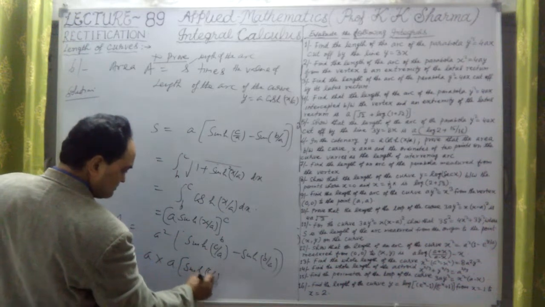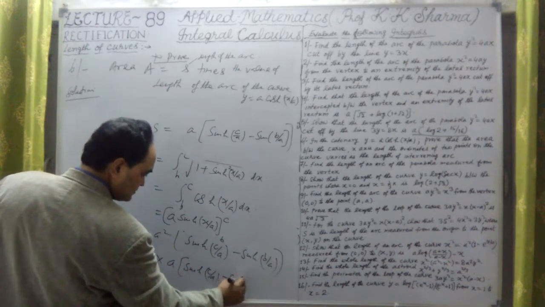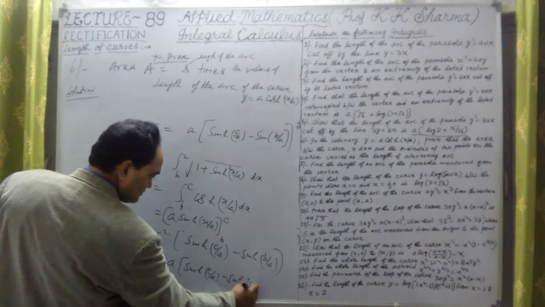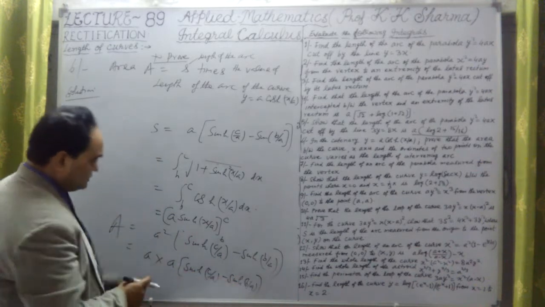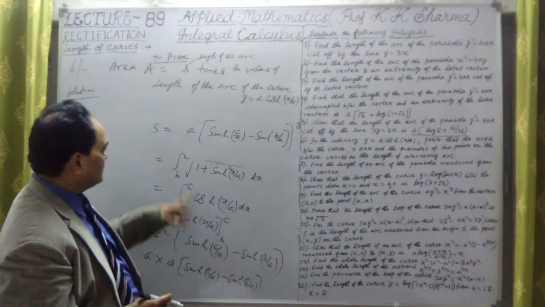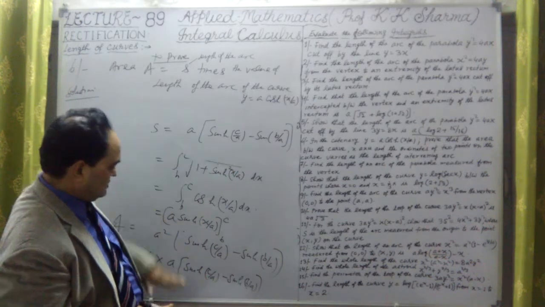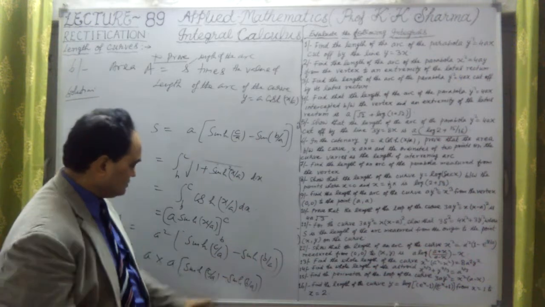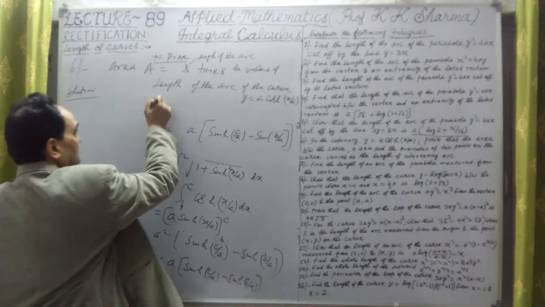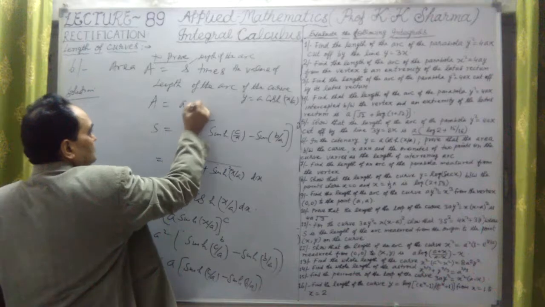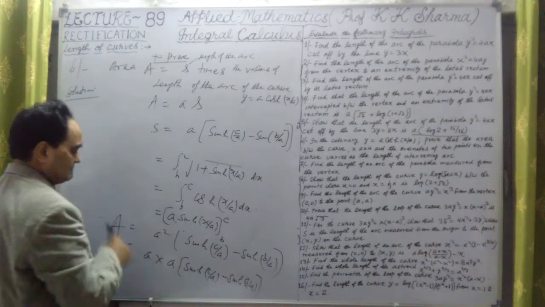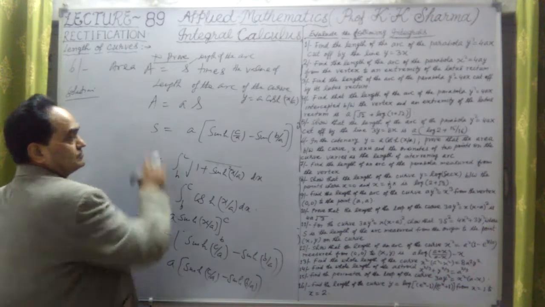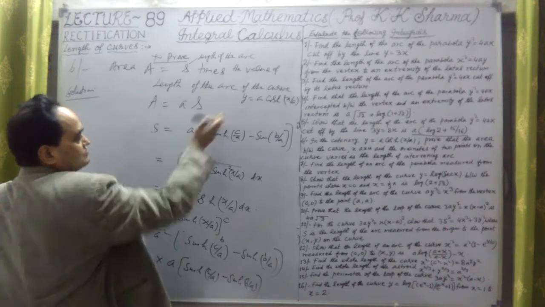C upon A minus sine hyperbolic B upon A. This A into this value, which is A here. A into sine hyperbolic C upon A minus sine hyperbolic B upon A. This is S. Therefore, A comes out to be A into small s. A into S. Therefore, area is S times A.